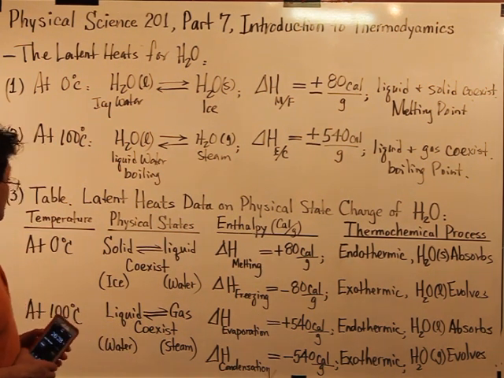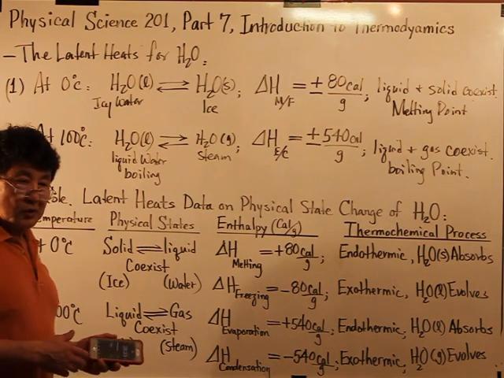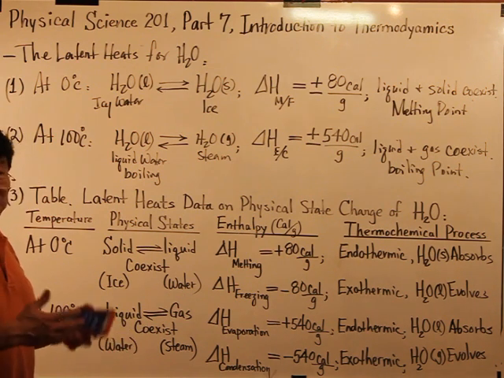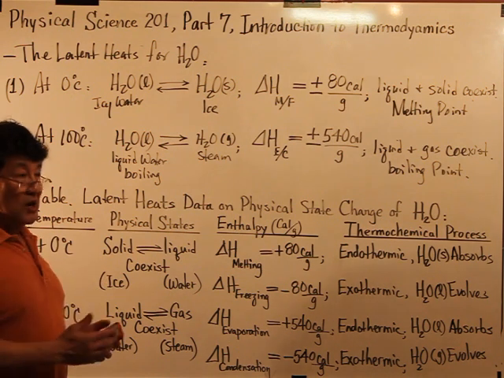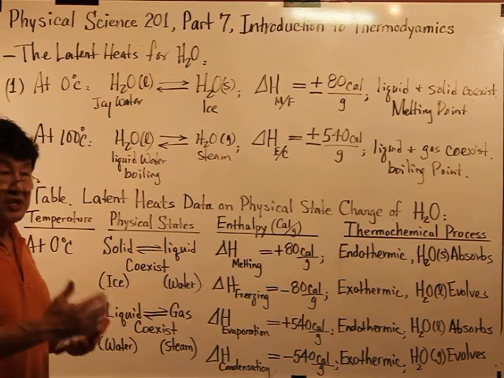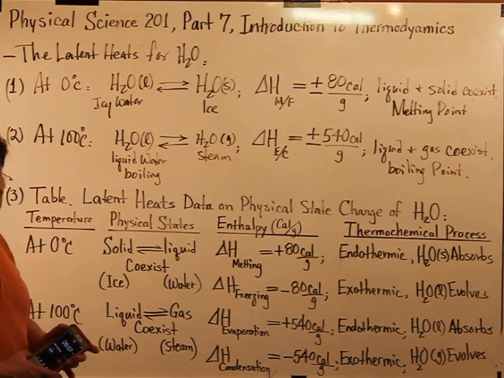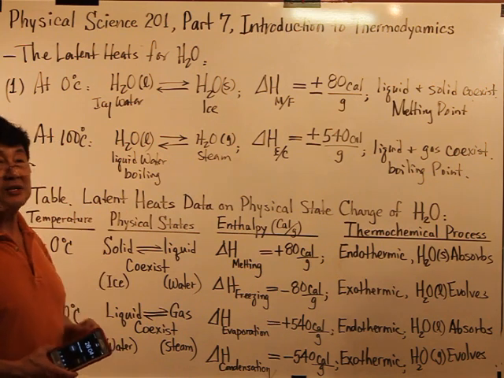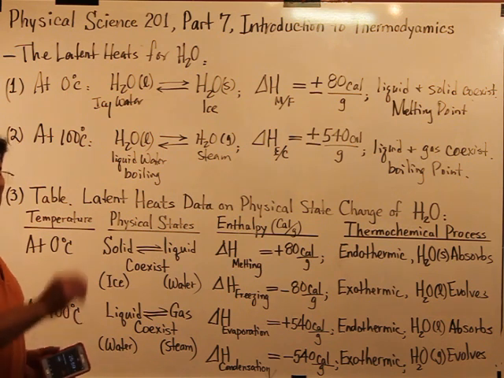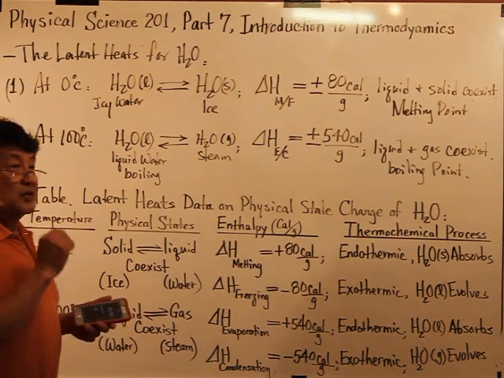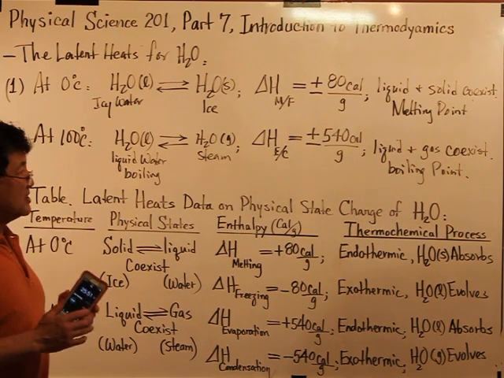Now, the second situation is at 100 degrees Celsius. At that temperature, liquid water boils to steam. So two physical states coexist: one is liquid water, boiling water, and another is steam, a gas. So what amount of energy is involved? Is it positive, negative, or plus-minus 539, something rounded up to 540 calories per gram of boiling water converted to 1 gram of steam. All right, that is the coexistence of liquid and gas at 100 degrees.